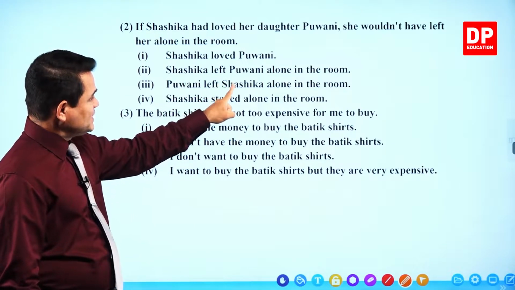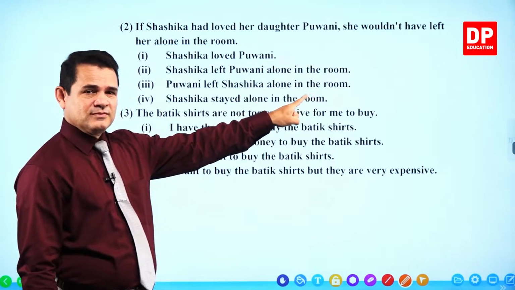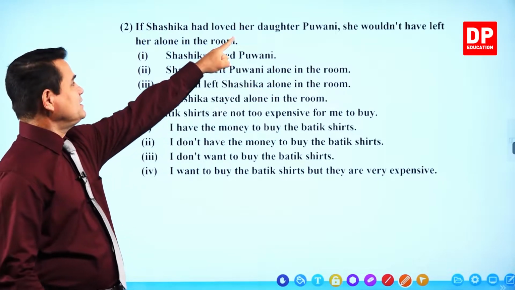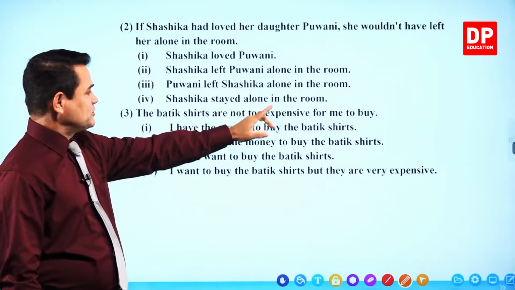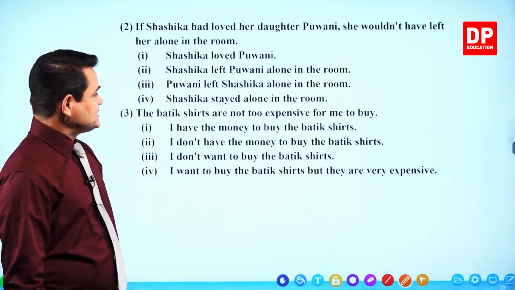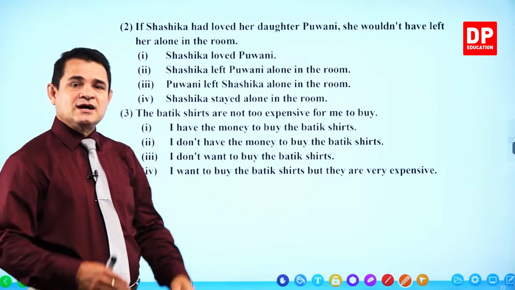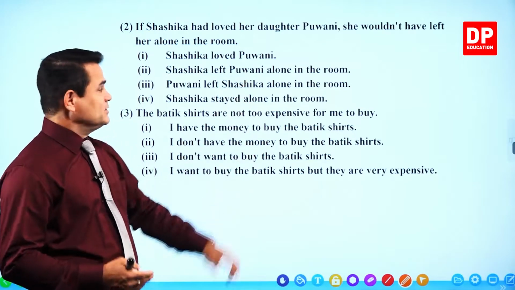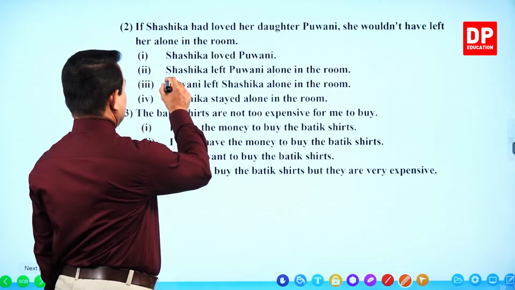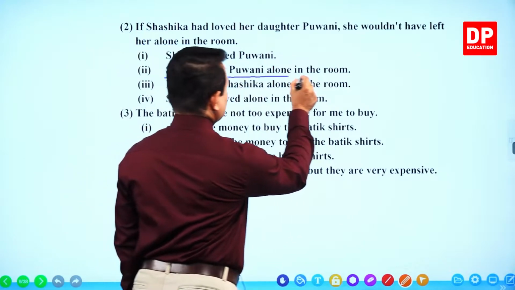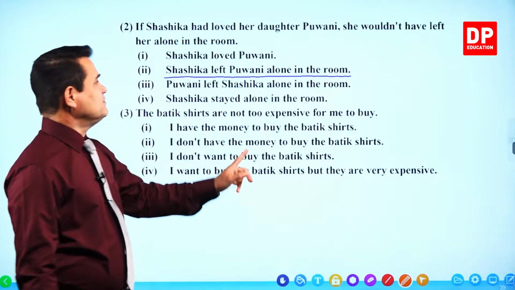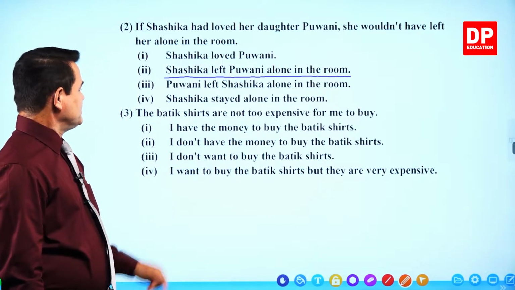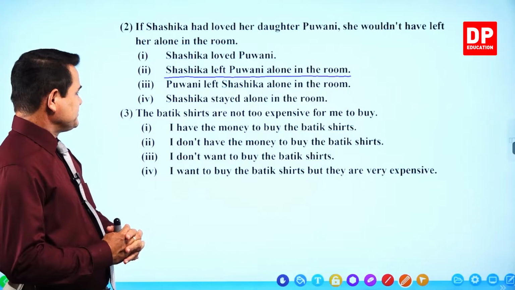Pavani left Shashika alone in the room. That is not it. That is also wrong. Shashika stayed alone in the room. No, she left Pavani alone. So then the best answer is the second one. That is giving the meaning of the sentence above. Look at the next one.